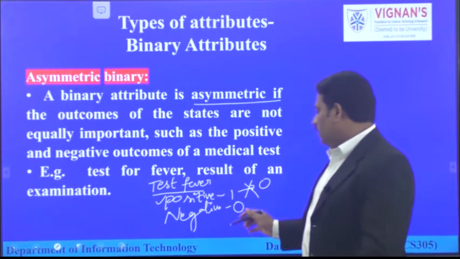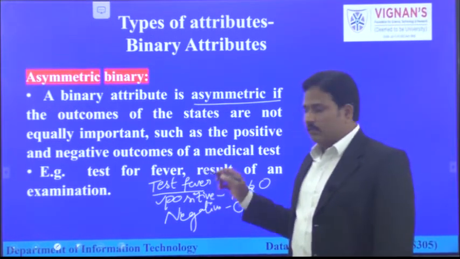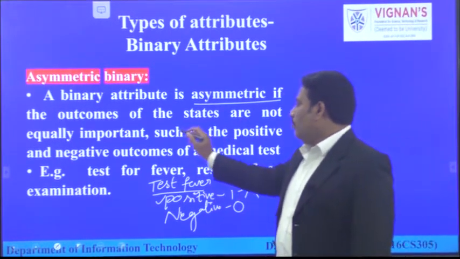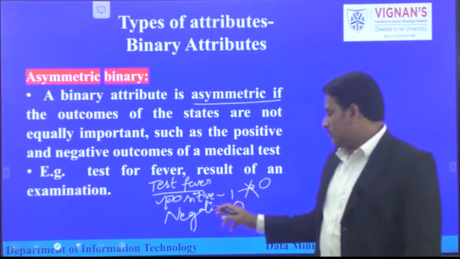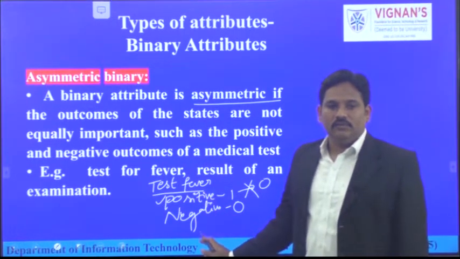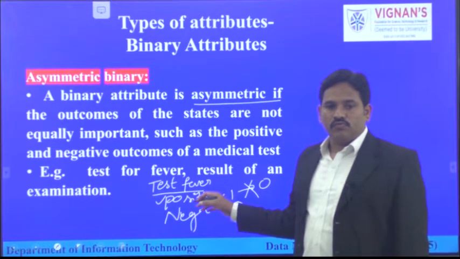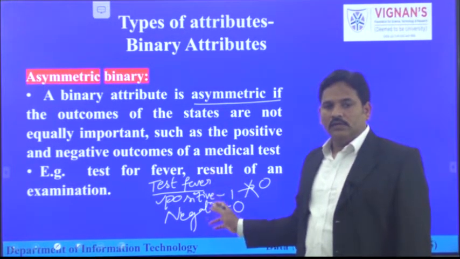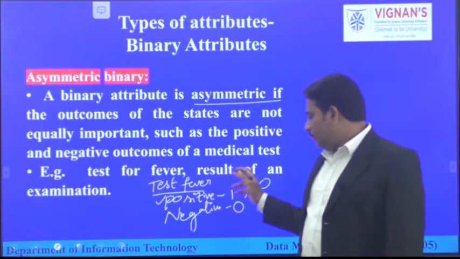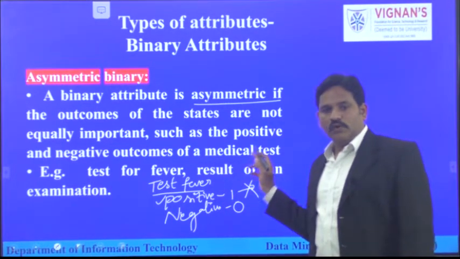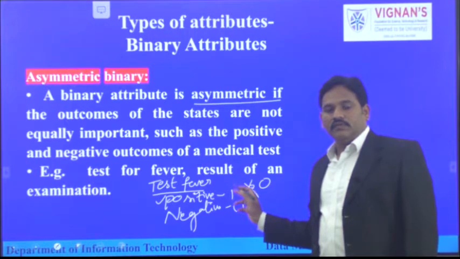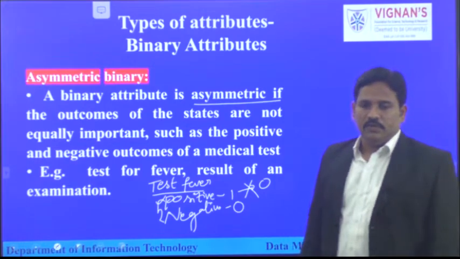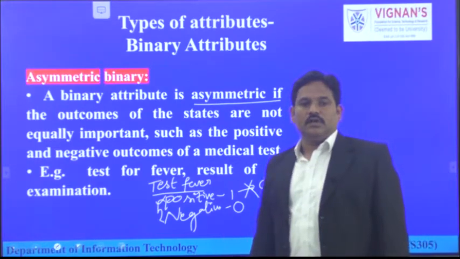So in asymmetric binary, values must be represented with their specific format only. That means both outcomes will not have equal importance, because testing positive is not equal to testing negative. Both are different. So in this case, when we want to use a binary representation, we have to fix only one type of representation. If the person tested positive, we use only binary 1. Don't replace that 1 with 0, because these two are not equally important with each other. Such attributes are called asymmetric binary.